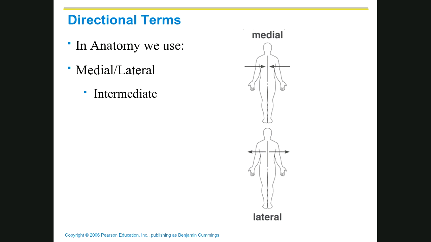Same thing if we did the foot. So if you look at a foot, there's a big toe and then this one and this one and this one and a little toe. So this is medial, and this one's lateral. That makes these intermediate. Any questions about it? Okay.